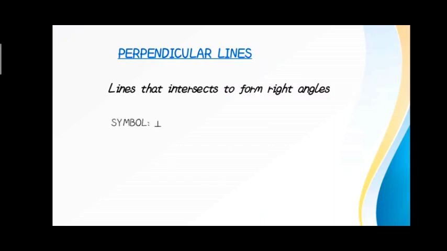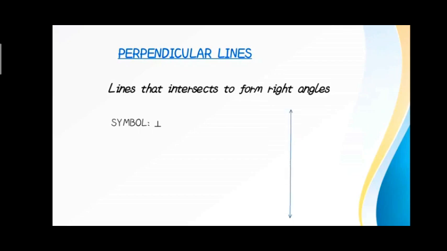Next we have perpendicular lines. Now what are perpendicular lines? Lines that intersect to form a right angle. As you have seen earlier, there could be a situation where two lines intersect, right? But what if they form a right angle between them? Now what is a right angle? A right angle is basically 90 degrees. When two lines meet and intersect and the angle formed by their intersection is a right angle, these lines are called perpendicular lines, right? And the symbol we use is this.